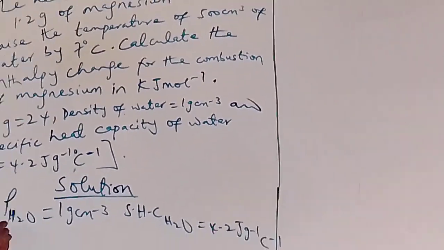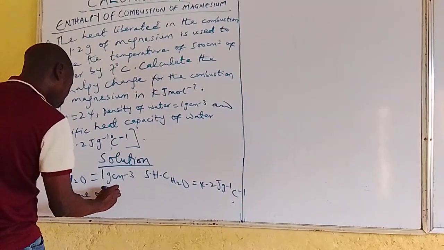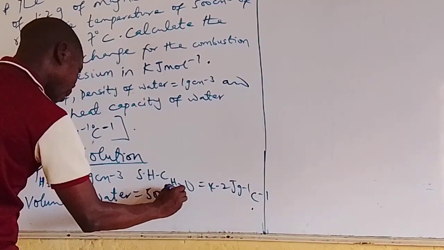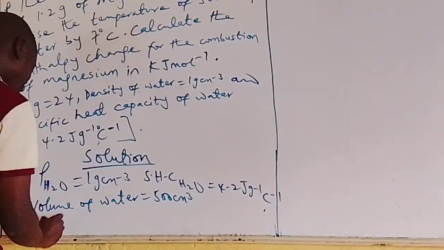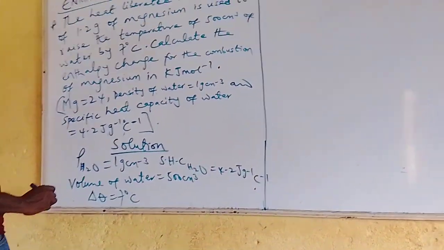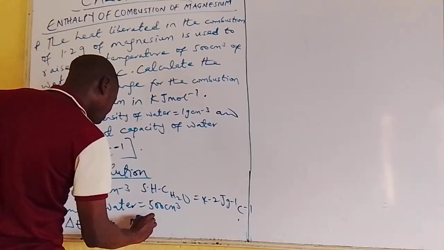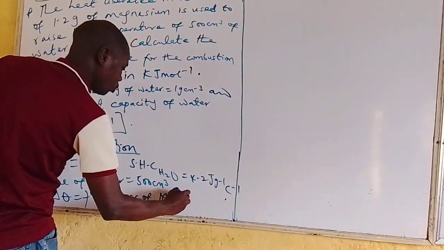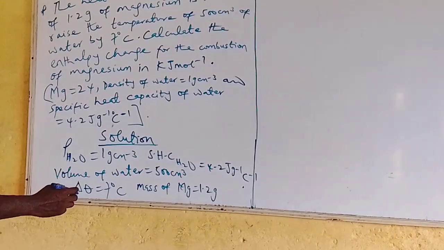Then what other constants? We're given the volume of water. The volume of water is equal to 500 cm³. Then the change in temperature, delta theta, is equal to 7 degrees Celsius. Then the mass of magnesium is equal to 1.2 gram. So that is the mass of magnesium.